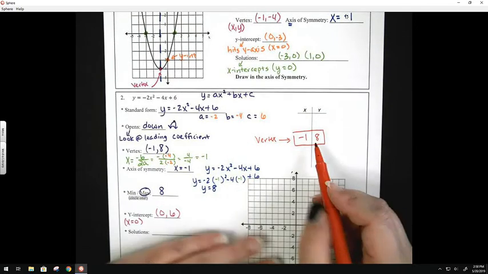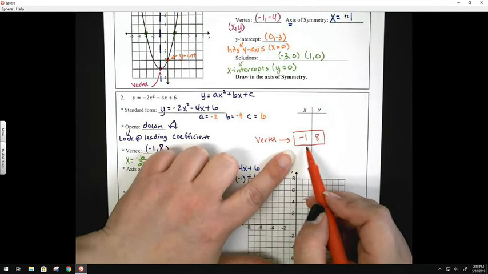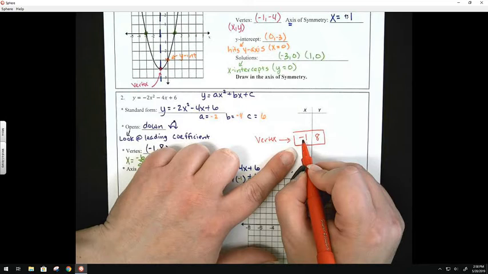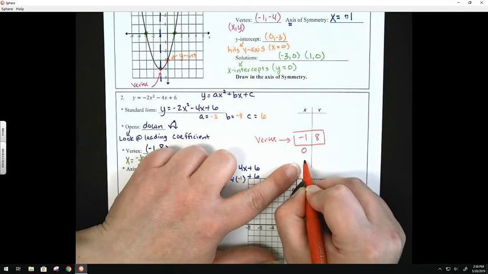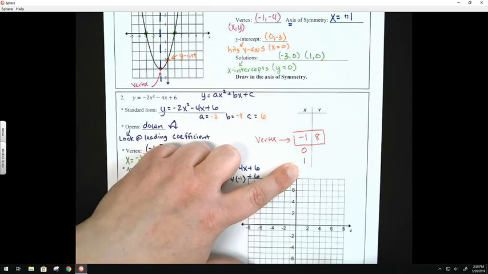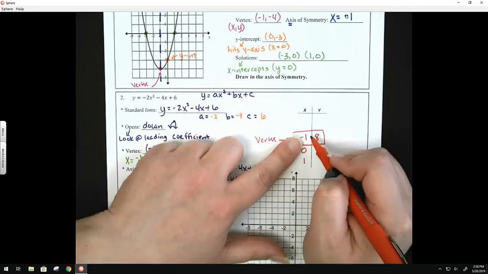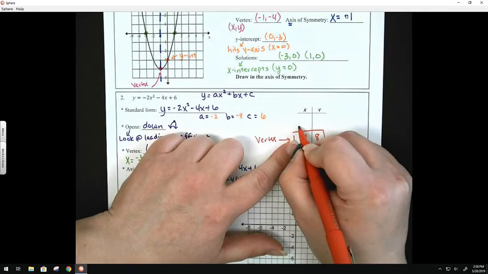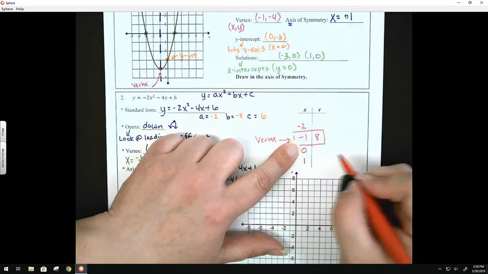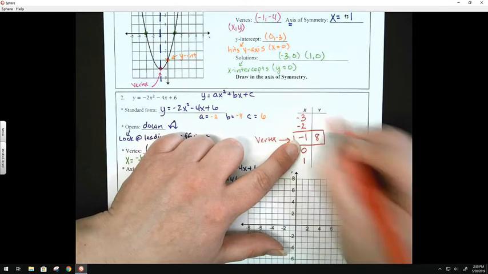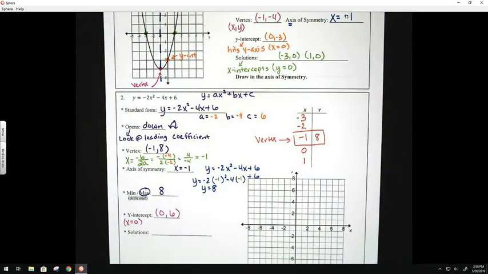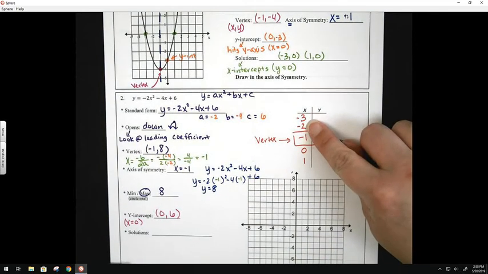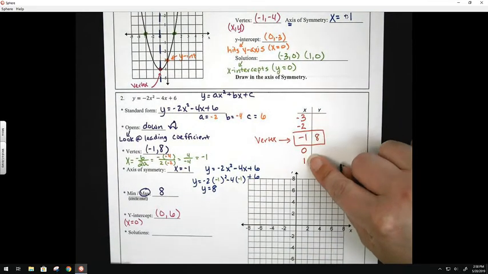Okay? Then we need to add 1 to our x value, so we're going to get a 0. Add another 1 to our x value, and we're going to get a 1. Then we're going to go back to our vertex, and we're going to subtract 1, and we get -2. Subtract another 1, and we get -3. So now you should have 5 x values that all go in a row: -3, -2, -1, 0, 1.